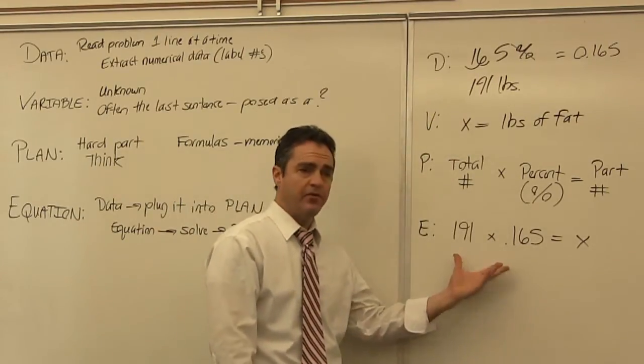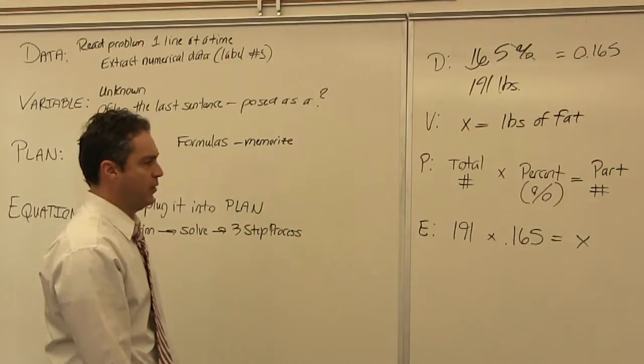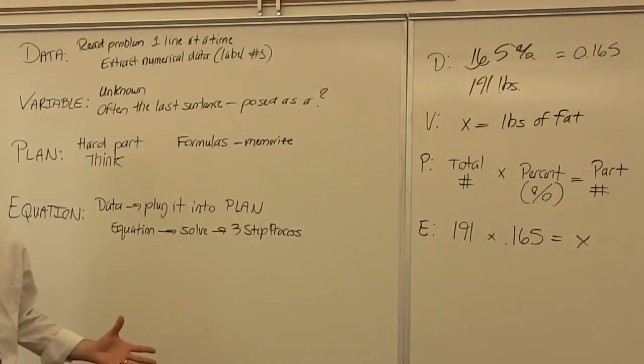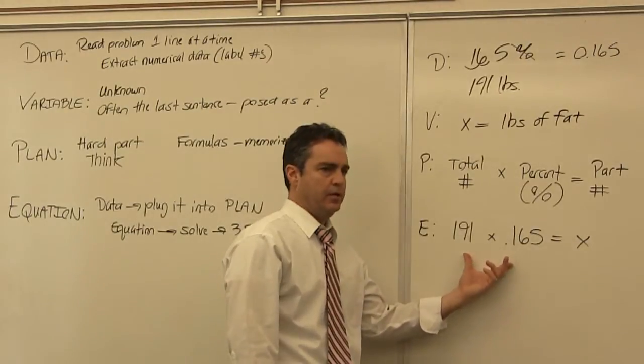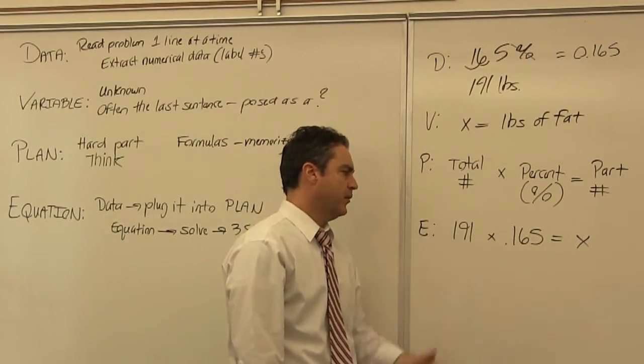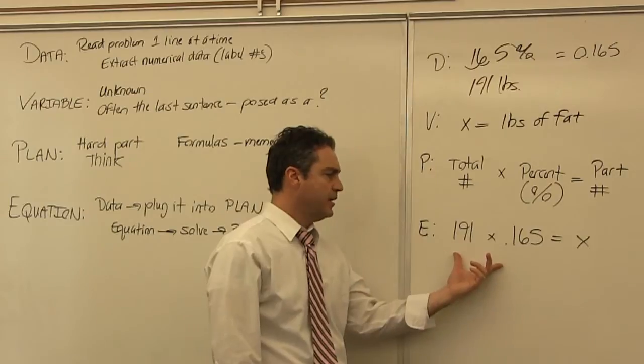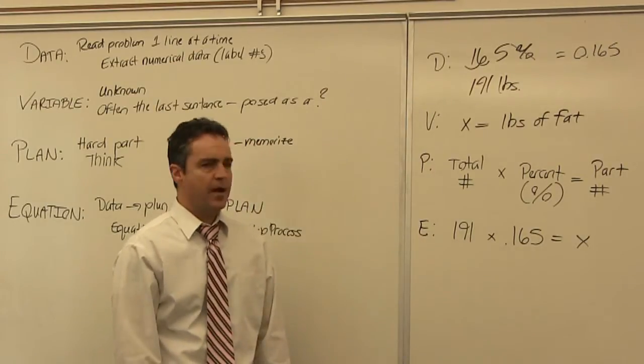This problem works out pretty simple. We don't have fractions or parentheses or even like terms. In fact, all we need to do is multiply these two numbers to have our variable. We're ready to go here. So on a calculator, we multiply 191 times 0.165. What do you guys get?